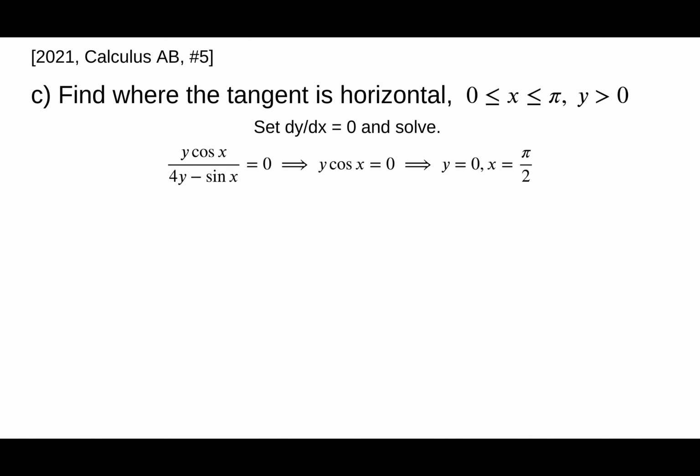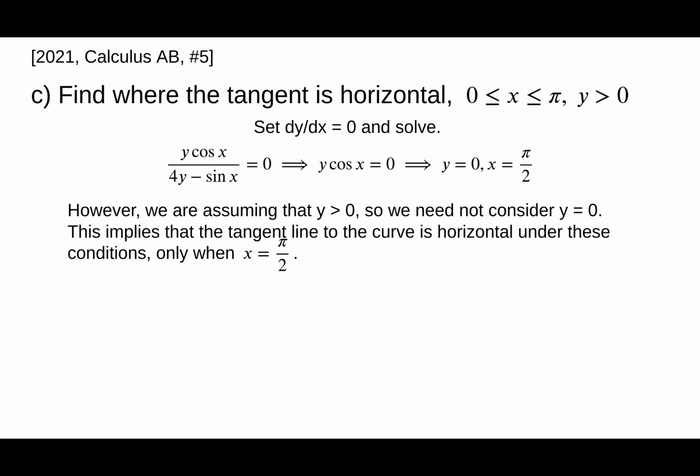So we have our expression for dy dx. We want to set it equal to 0. If we multiply both sides by 4y minus sine x, we get y times cosine x equal to 0. This implies that either y is equal to 0 or that x is equal to pi halves, since cosine of pi halves is also 0.